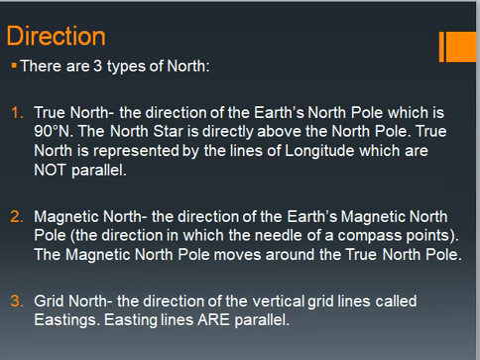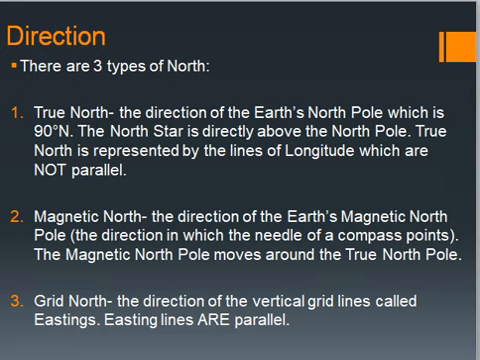With regards to north, there are three types of north lines. There is true north, which is the direction of the Earth's North Pole, which is given at 90 degrees north. The North Star is directly above the North Pole, and true north is represented by the lines of longitude on a map, which of course are not parallel.